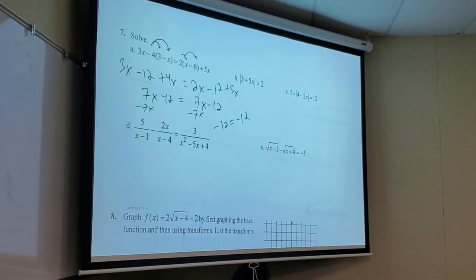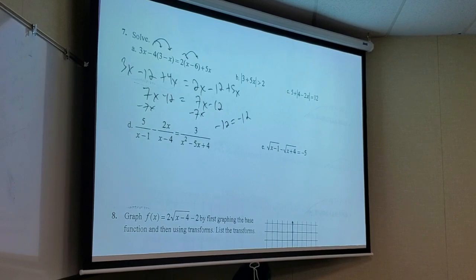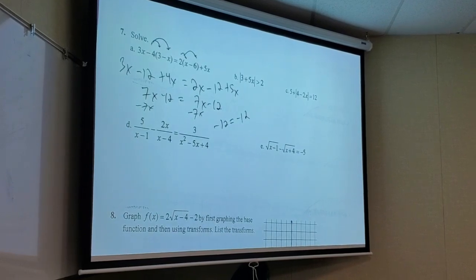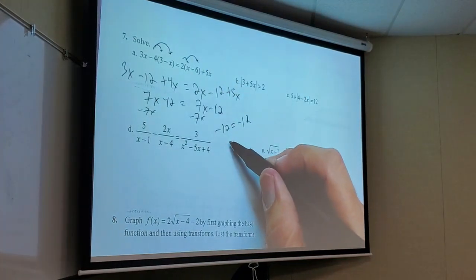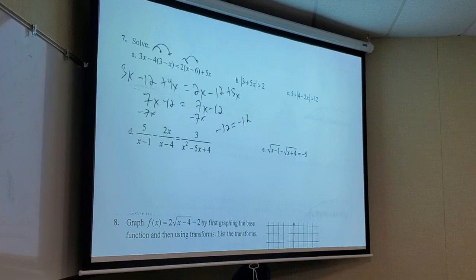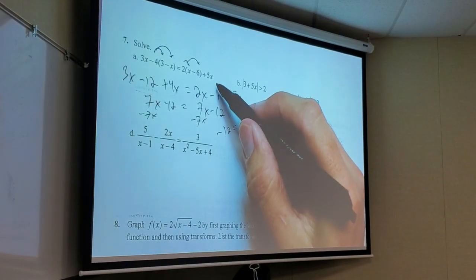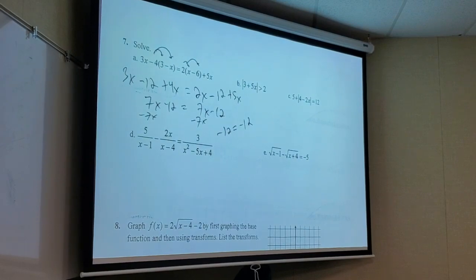Now, how do I interpret the answer when I'm done solving an equation? If I get x equals 3, that means the equation is true when x equals 3. So this is telling me this equation is true when negative 12 equals negative 12. Does negative 12 ever not equal negative 12? No. So when is this equation true? Always. So what's the answer? All real numbers.